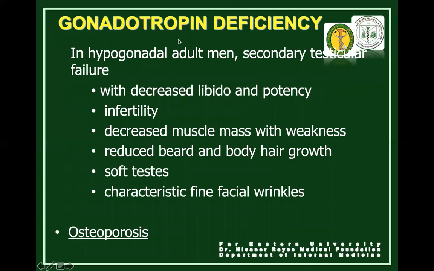Now, in adult men, secondary testicular failure will cause decreased libido, potency, and infertility. You can have decreased muscle mass with weakness. The beard and body hair growth will be reduced. There can be soft testes, and there will be characteristic fine facial wrinkles. And both men and women, because of its effect on the bones, can have osteoporosis.